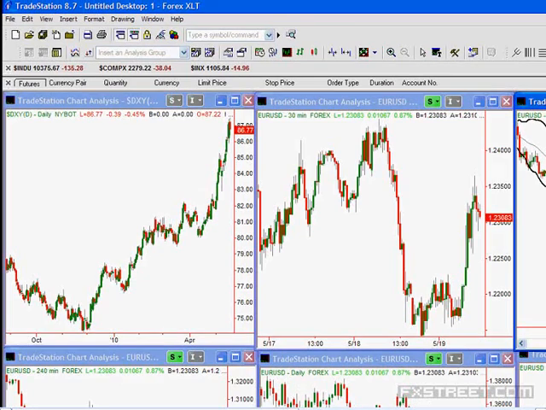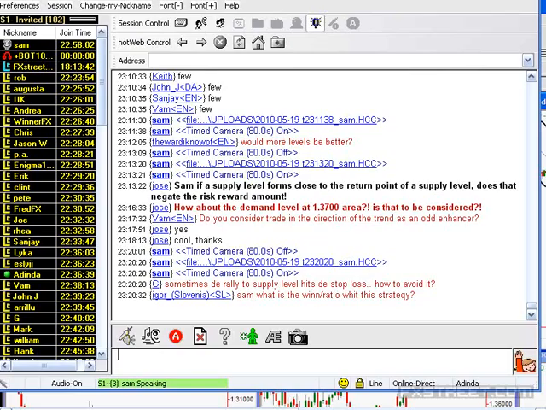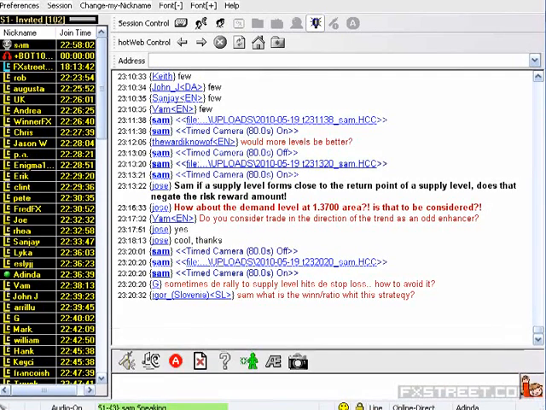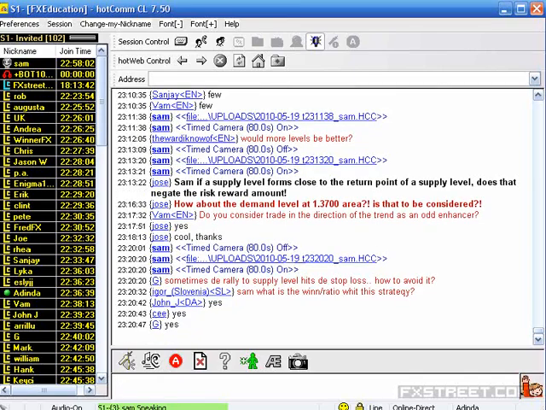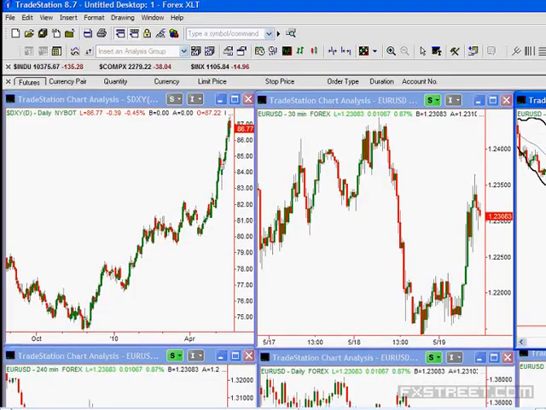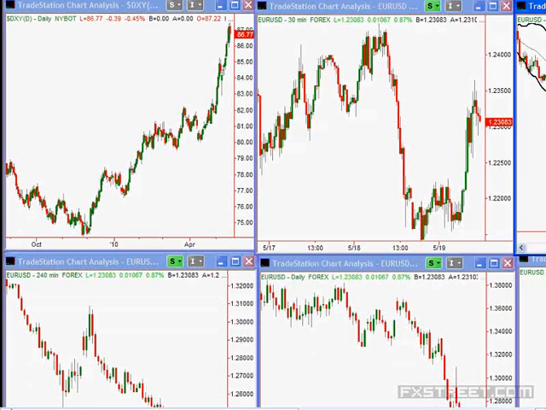So, I see your question here. Sometimes the rally to the supply level hits the stop loss. Yeah, sometimes someone will say, it ended up doing what I thought it was going to do, but it stopped me out before it did it. It just pierces through the level a little bit. Does that happen to anybody? We can talk about that for a minute. Well, I'm sure it does. I kind of know the answer to that question.